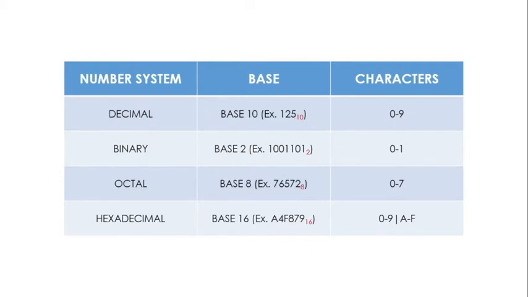For the octal number system, they have 8 as their base, and you can use numbers ranging from 0 to 7 in order to represent an octal number. Lastly, for hexadecimal, they have 16 as their base, and you can use numbers 0 to 9 and letters A to F in order to represent a hexadecimal number.